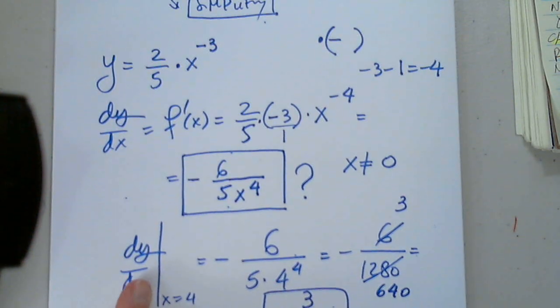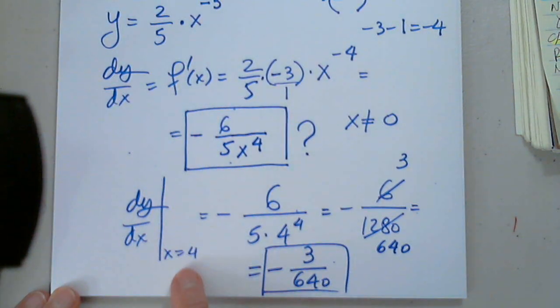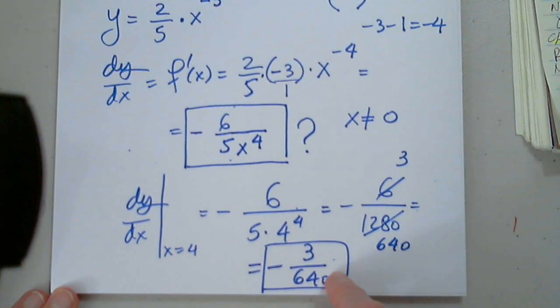That's the rate of change, the instantaneous rate of change of the given function when x is 4. Any questions? Any questions, please?